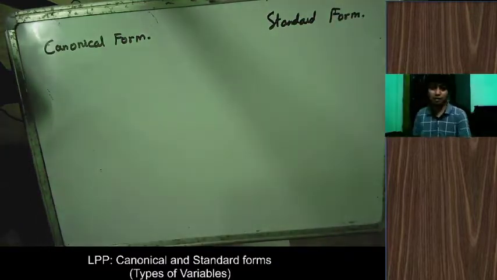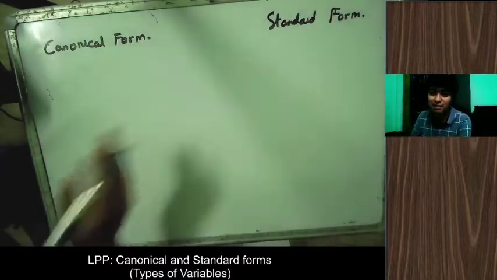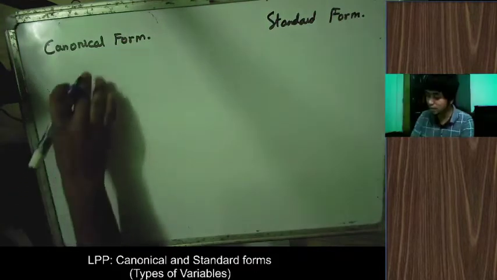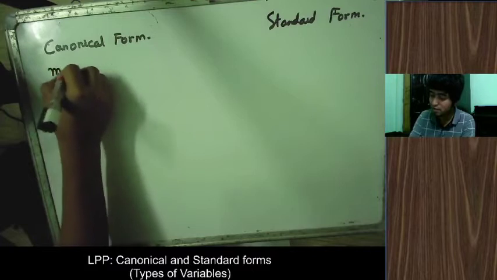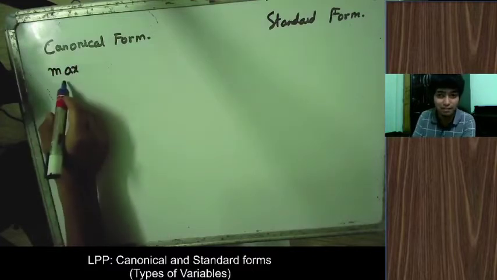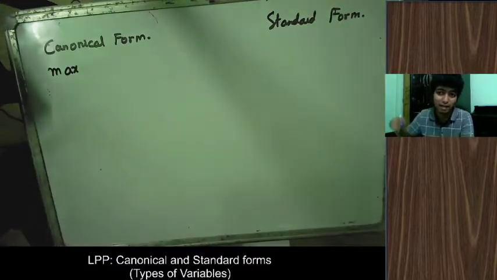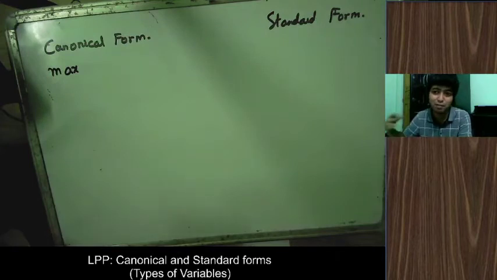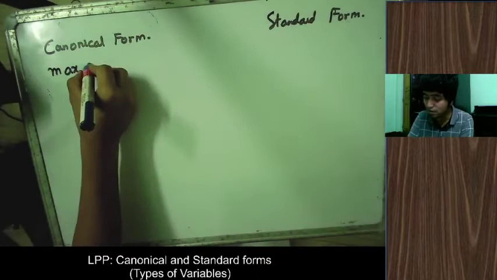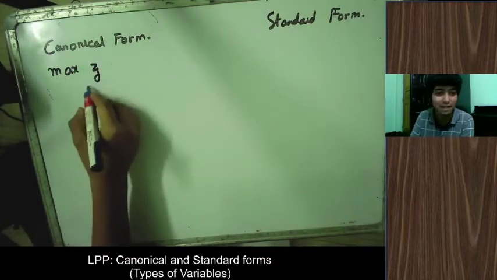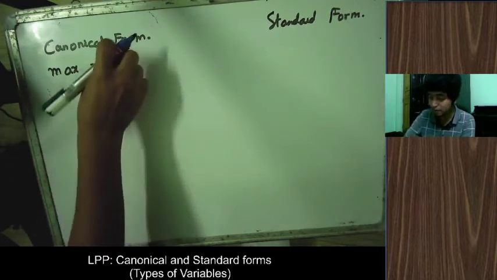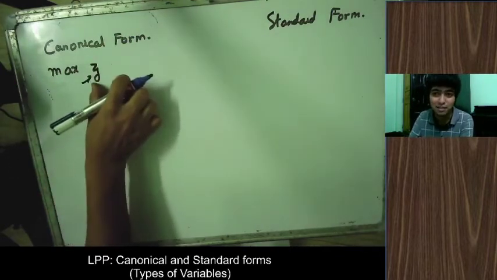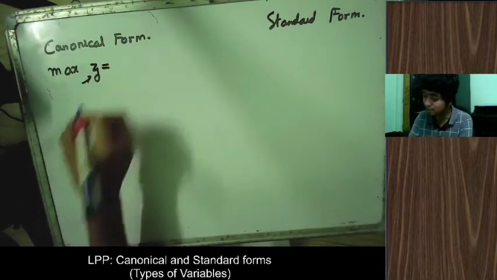Okay, so I'm writing it in this way so that you will see the difference. Over here, what we will do in canonical form is we will always have a maximization problem. We can always convert a minimization problem into a maximization problem, you will see. It will always be of this form: maximize z, or it can be anything as long as it is maximized. Again, this z is just a notation, it can be anything.